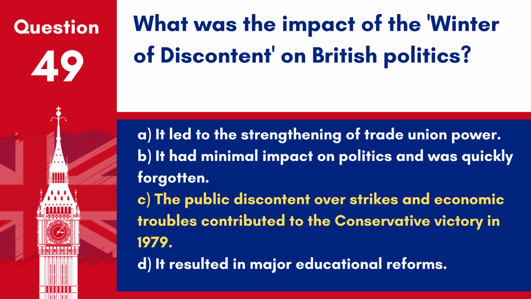Answer. C. The public discontent over strikes and economic troubles contributed to the Conservative victory in 1979. The Winter of Discontent involved widespread strikes by public sector workers and is often cited as a factor that led to the electoral defeat of the Labour Party and the rise of Margaret Thatcher.